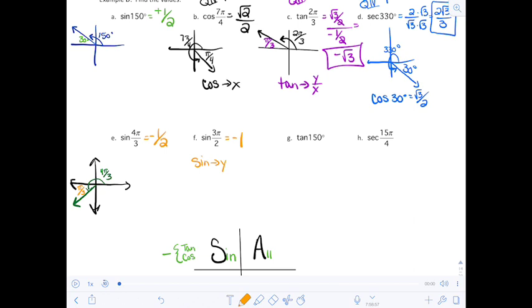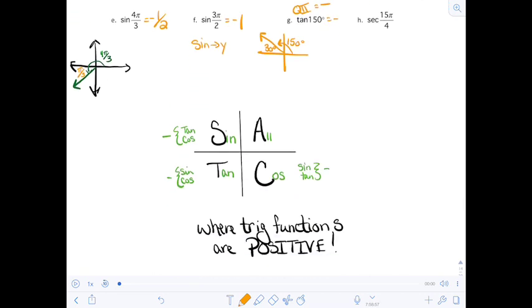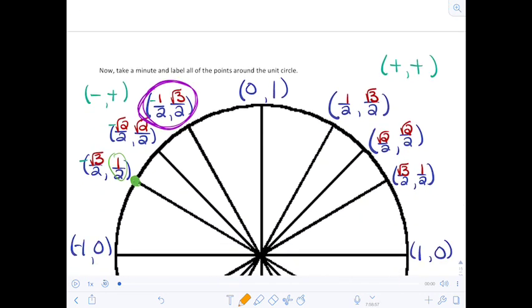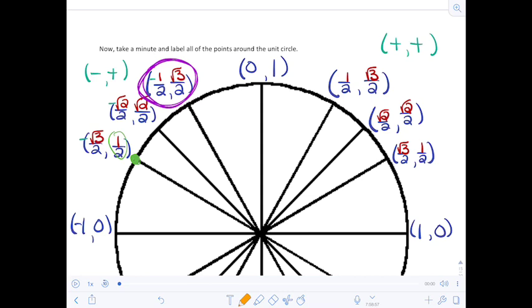The tangent of 150. 150 is in quadrant 2. Tangent in the second quadrant is negative. So it's going to be negative something. So here I am. There's 150 degrees. My reference angle is 30. So I'm going to look at 30 as a reference angle in the second quadrant. And tangent is y over x. So I would have 1/2 over root 3 over 2. And that's negative.